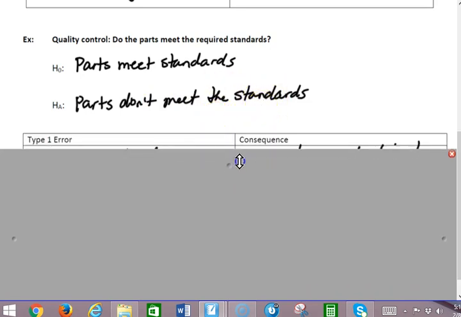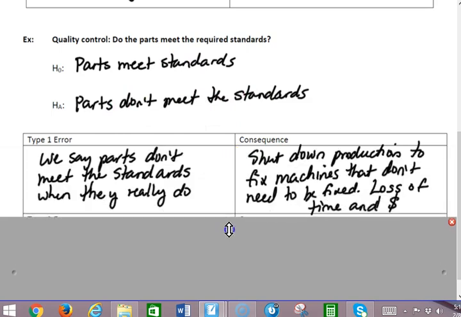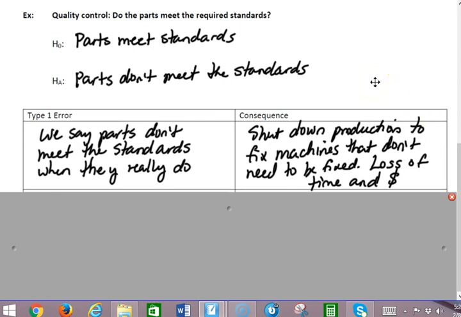So remember, the type 1 error is rejecting the null hypothesis when it's really true. So we reject the null hypothesis and say the parts don't meet the standards, but they really do. That causes the company to shut down production, to fix machines that don't need to be fixed. They lose a lot of time and money in their production process.